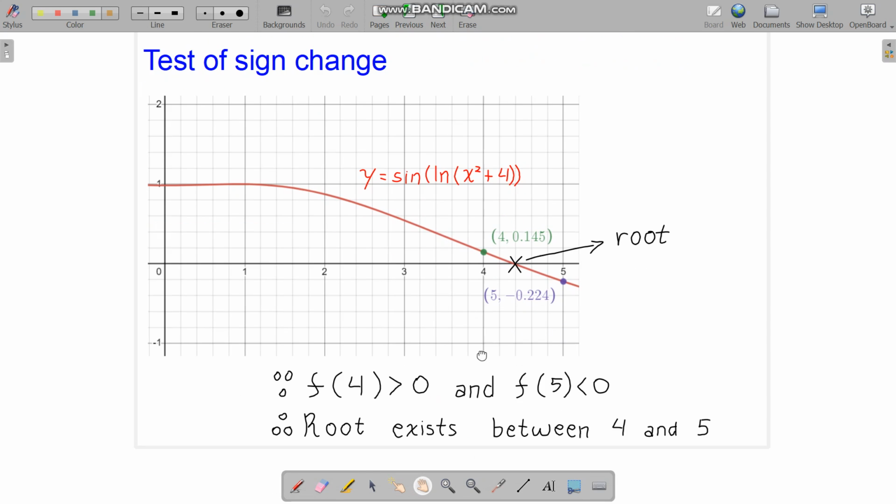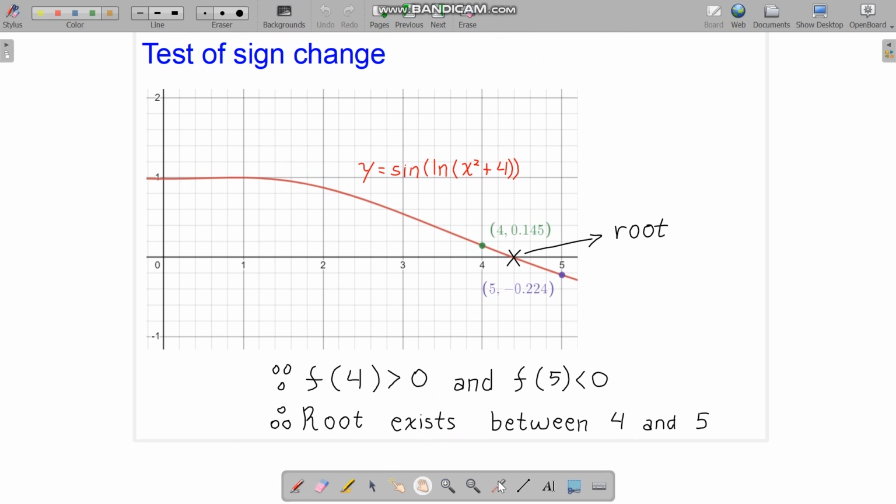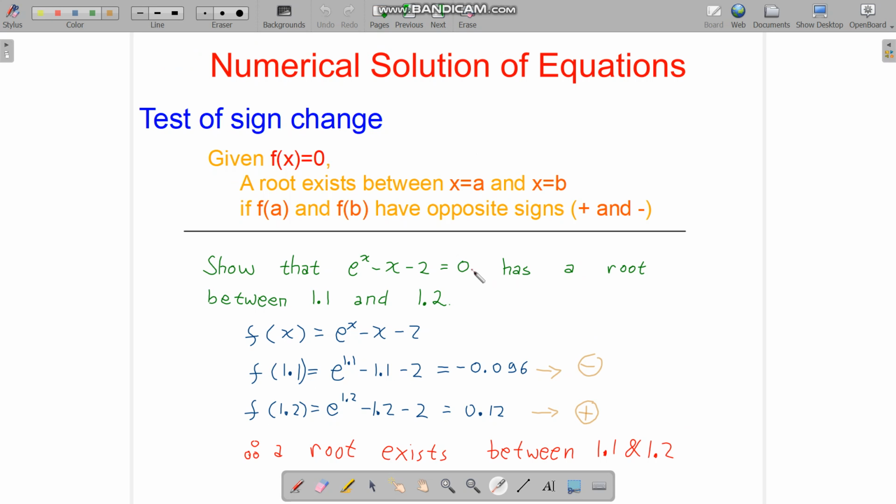So the concept is if when you plug in some x value, you get something positive, and then you plug in another x value, you get something negative. So positive, negative, we have a sign change, then the root exists between 4 and 5. It can be positive to negative, or negative to positive. If we have different signs, then a root exists.